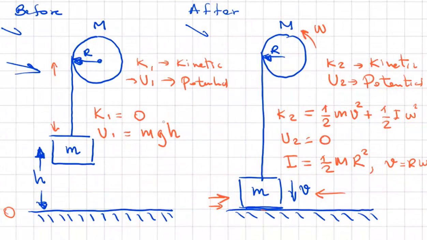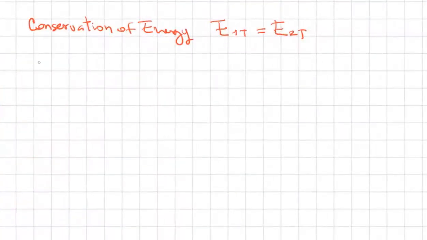It is the kinetic energy plus the potential energy. Okay? Let's write it down like this. Total energy before, total energy after. Total energy before is K1 plus U1.